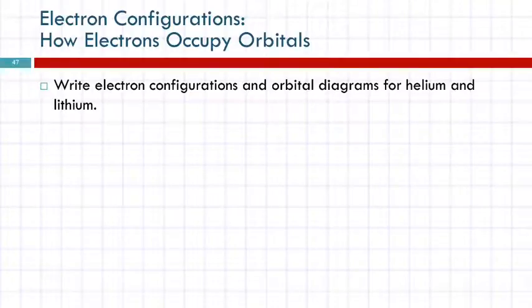So let's draw electron configurations and orbital diagrams for helium and for lithium. So the first thing we need to figure out is how many electrons does helium have?